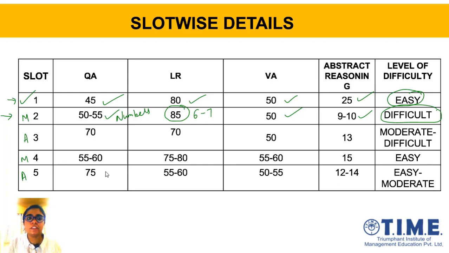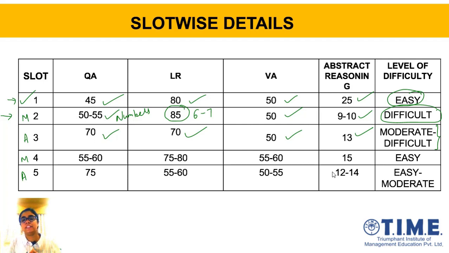Now, slot 3, which was the afternoon slot, was considered moderate to difficult. It was not completely moderate. It was on the higher side. Quant had around 70 questions, so the weightage of quant is generally increasing. Logic was 70, verbal was 50 and there were around 13 questions of abstract reasoning.